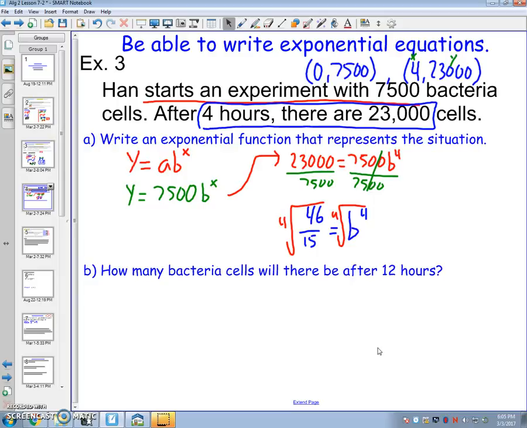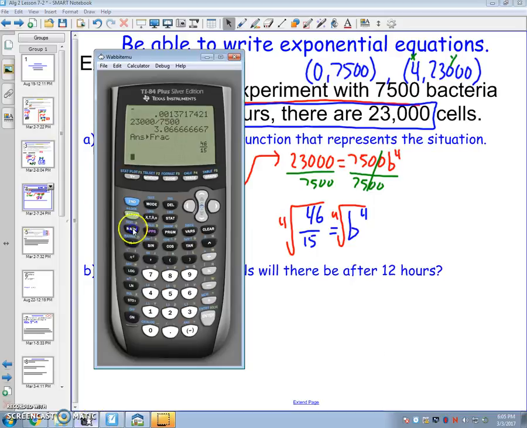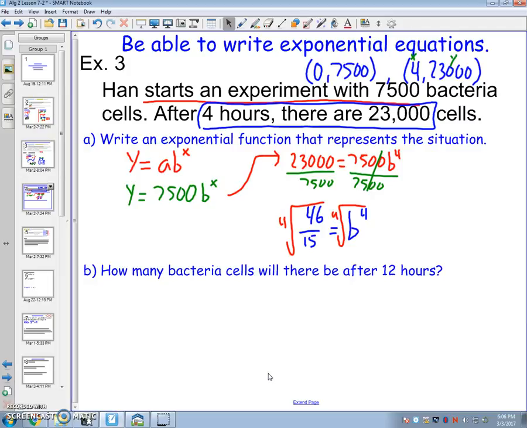All right, so let's find the 4th root of 46 over 15, taking the 4th root of our fraction. All right, so we found b. So b equals that fraction. Now the book was lazy, so they used a decimal. So let me turn it to a decimal. That's about 1.323. So the book went 3 decimal places, so let's just use that approximation like the book.